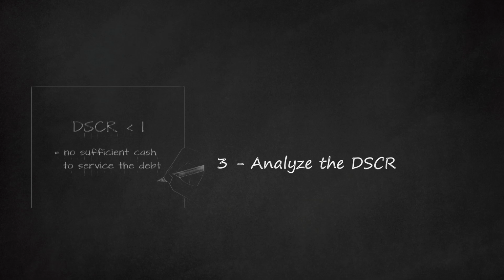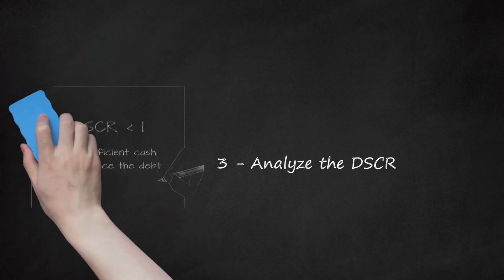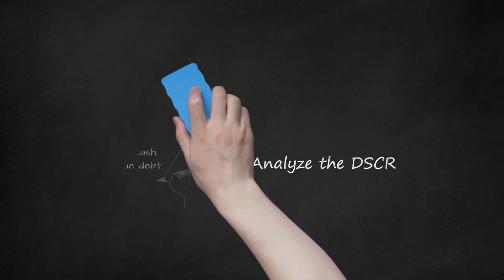For example, a DSCR of 0.87 means that the individual or business only has enough cash to pay 87% of the interest and principal on debt for that year. The borrower would have to draw from savings or borrow more to service the debt. Some creditors may require debtors to keep their DSCR above a minimum threshold while the loan is outstanding. Most creditors will require a ratio of 2 or more before granting any new debt.